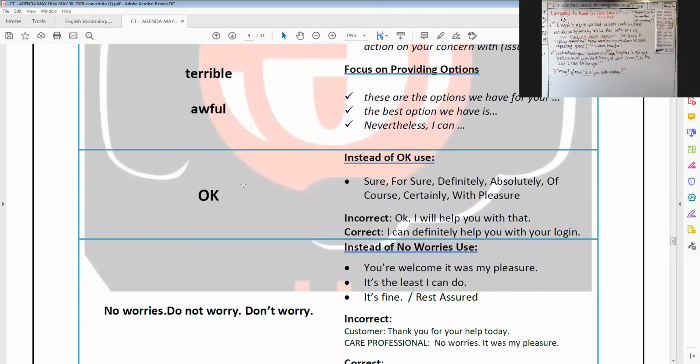Let's avoid using a simple okay because it's a weak word. We want to use something more assertive, like a power word instead of that. Like definitely, like an absolutely, etc.